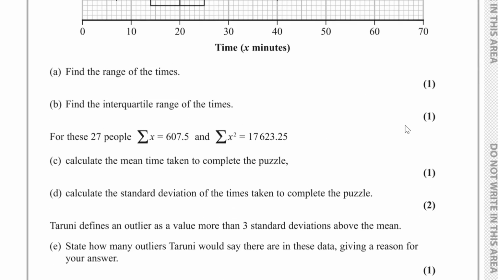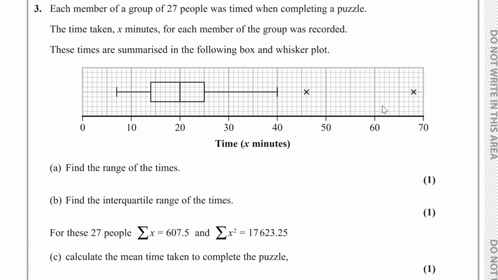So if we go back to the question, the 58 point something is over here somewhere. So anything beyond this point is where we'll have an outlier. And we see over here, we only have one outlier.